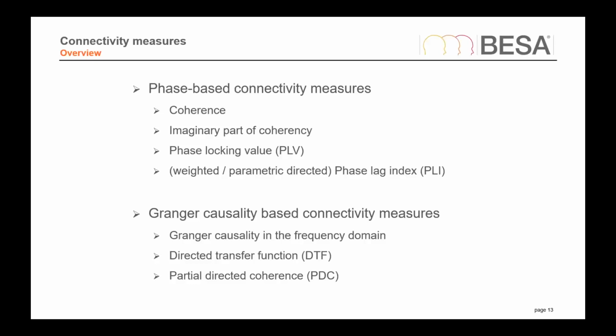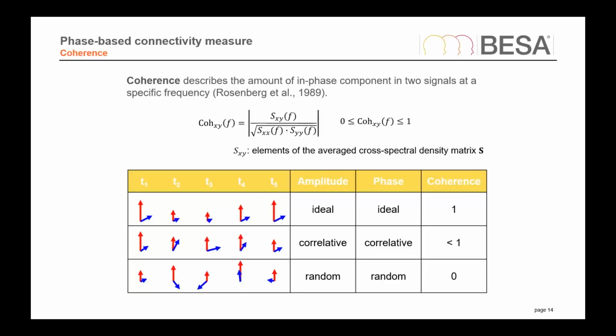And then there's a different family of connectivity measures, the Granger causality-based methods. Members of these are Granger causality itself, the directed transfer function, and partial directed coherence. There are also others, but these are the ones that are currently implemented in our software. Coherence, to start with, is maybe the best known connectivity measure. It describes the amount of in-phase components in two signals at a specific frequency.